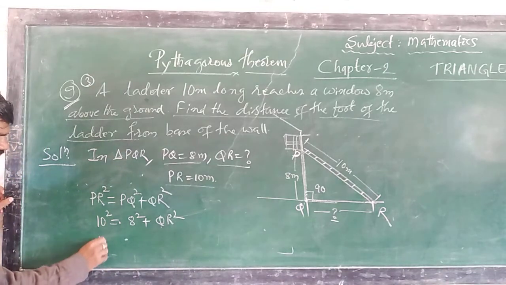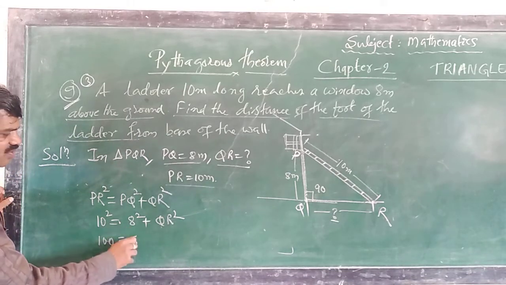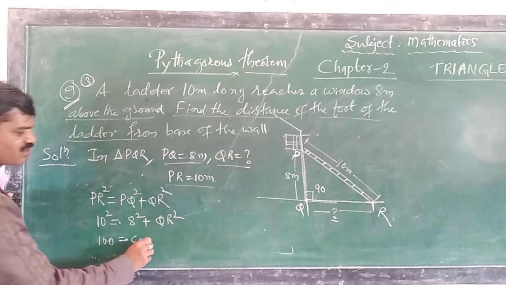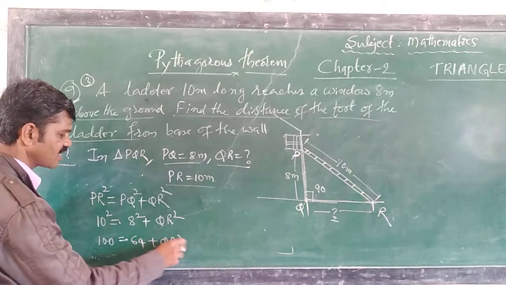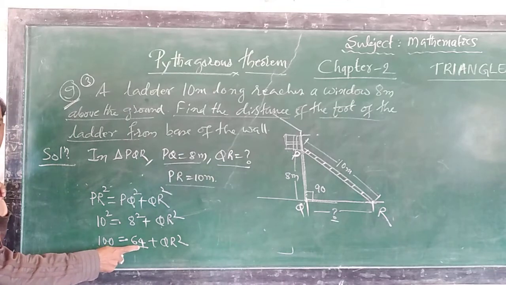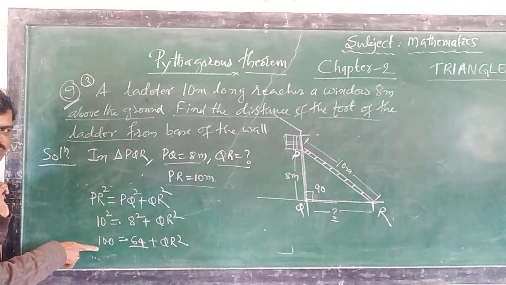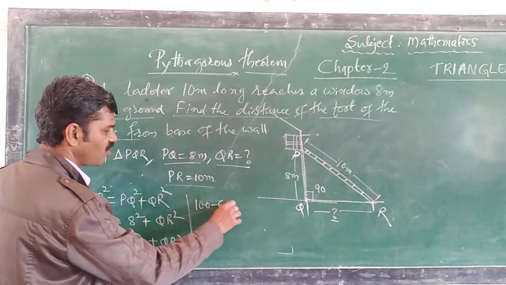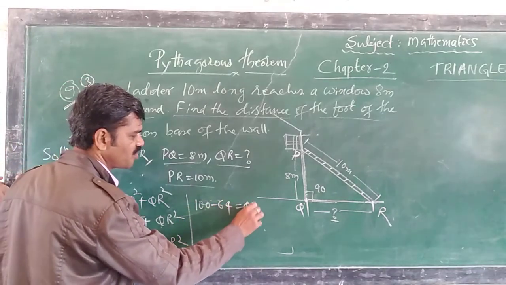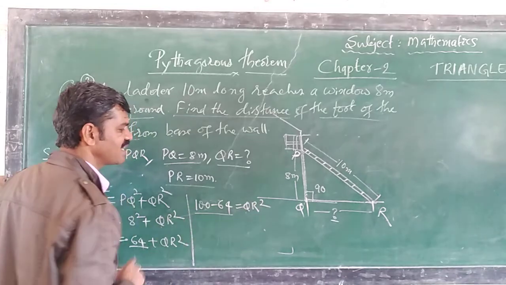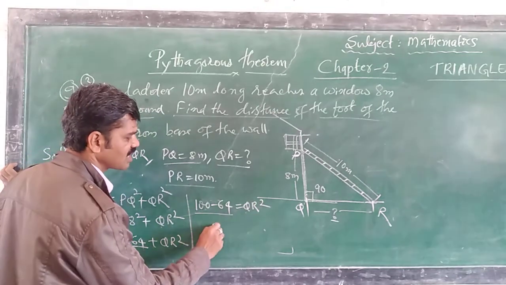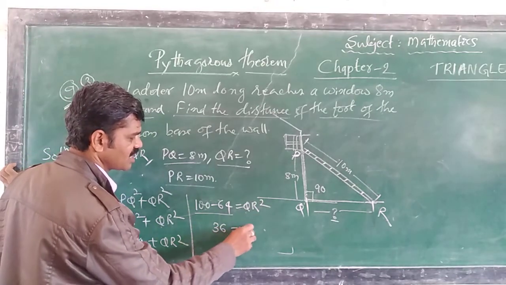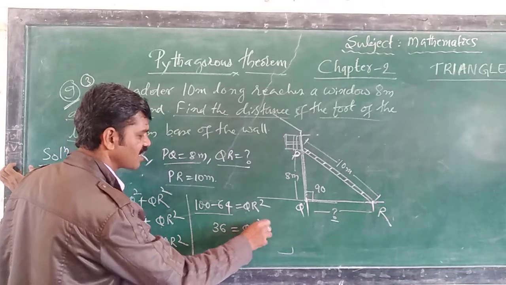10 square, that is 100. 8 square, that is 64 plus QR square. This 64 will go this side and it becomes minus 64. So 100 minus 64, that is equal to QR square. 100 minus 64, in the sense, 36. You can tell loudly.